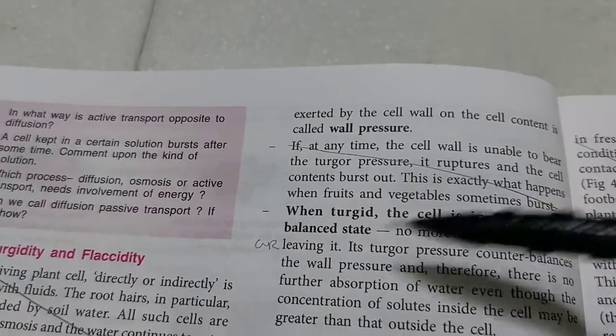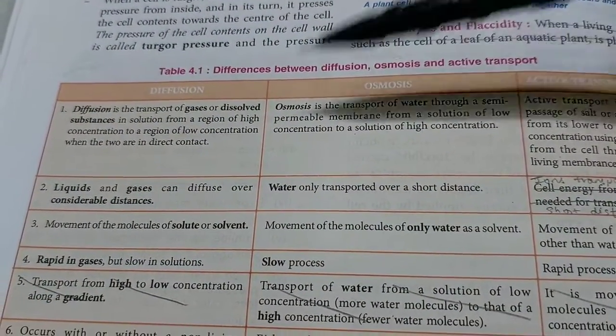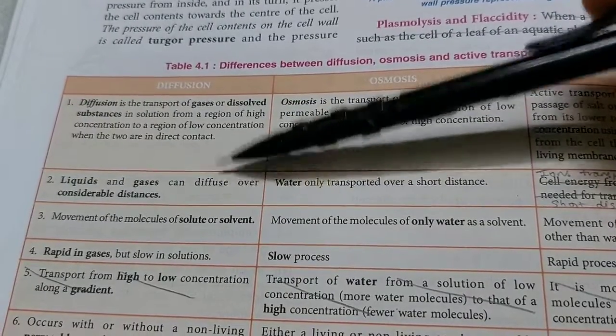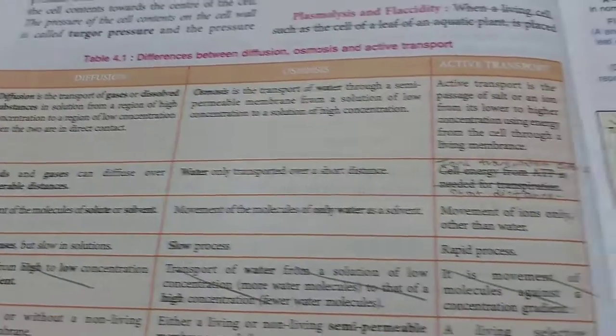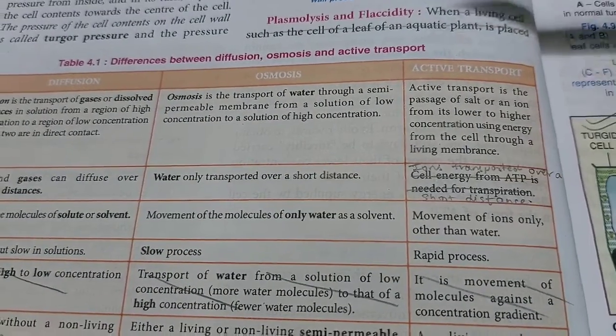This paragraph is cancelled and mark this as a GR. The difference between diffusion, osmosis and active transport. First of all, definitions. Diffusion can happen with anything, liquids, gases and even solids. Water only for osmosis, and for active transport, only ions are transported over a short distance. So please change this point.